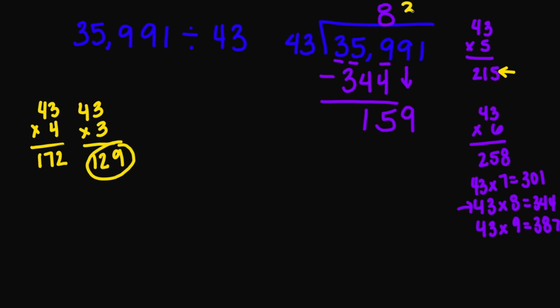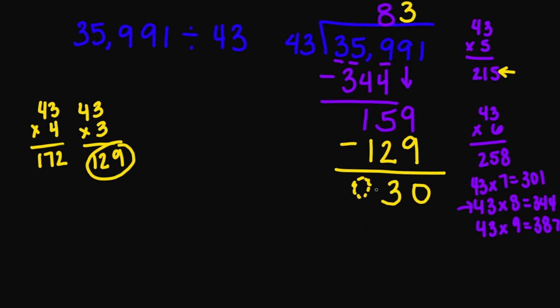3. I'm going to write a 3 up here. 43 times 3 is 129. And now we're going to subtract. 9 minus 9 is 0. 5 minus 2 is 3. And then you have 1 minus 1, and that's also 0. All right. So now I'm going to bring down my 1. So now you have 301.